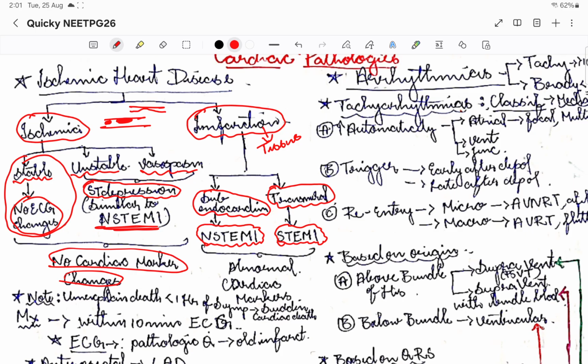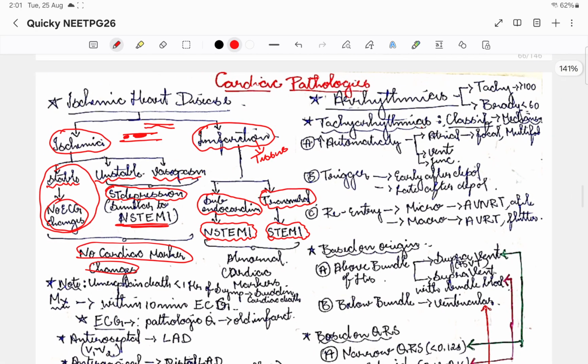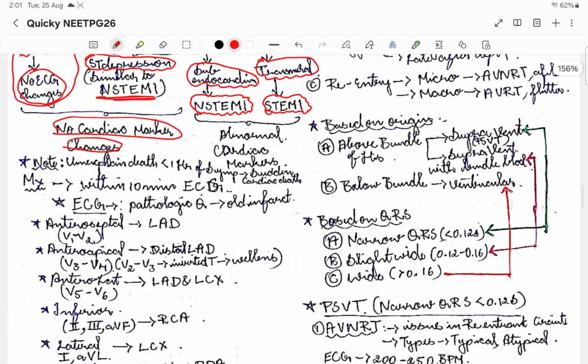So based on the ECG, I have already decided whether it is subendocardial or transmural. This is the basic classification, and this is what you do in your clinics also. ECG first and then the cardiac markers, we send both of these and decide whether it is ischemia or infarction that is happening. Okay, so now let us go on to the specifics of heart disease.